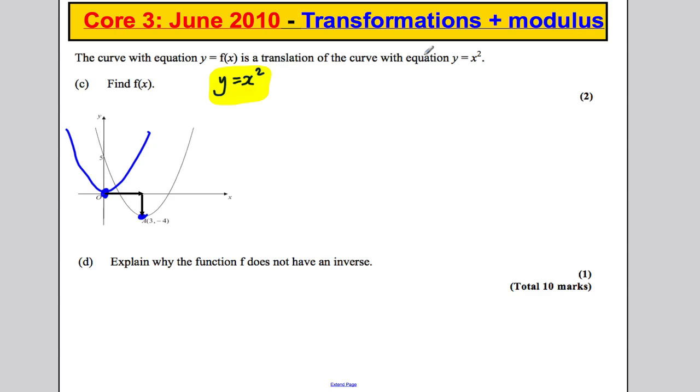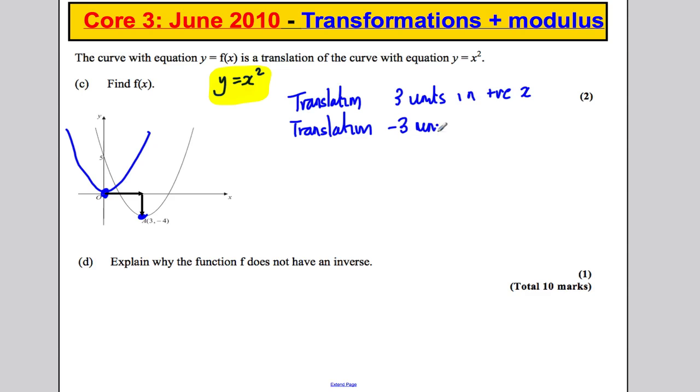So if I was having to state the translation, it would be a translation of 3 units in the positive x direction and a translation of negative 3 units in the y direction.